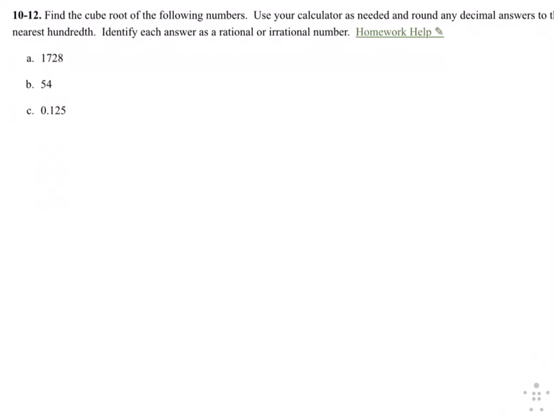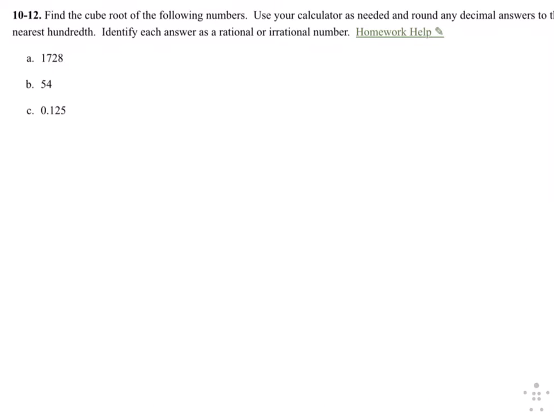Okay, for number 12, they want us to find the cube roots. It says use your calculator as needed and round any decimal answers to the nearest hundredth. Identify each answer as rational or irrational. What I'd prefer to do instead of rounding to the nearest hundredth is to approximate using the method that we learned with square roots. It's the same method, right?